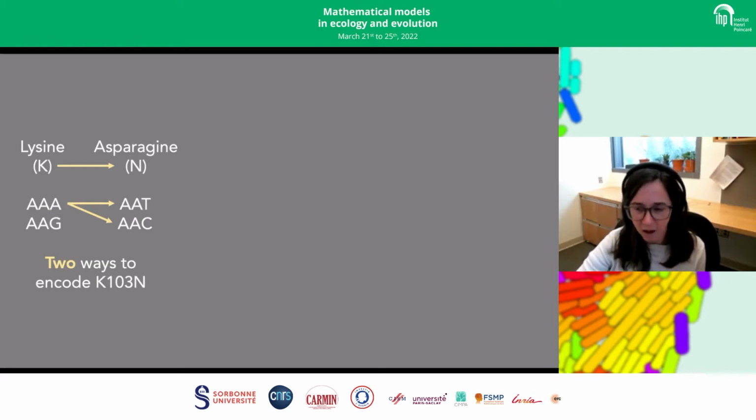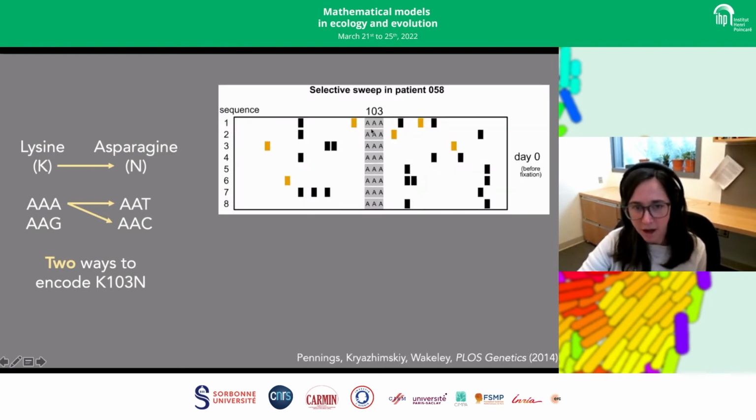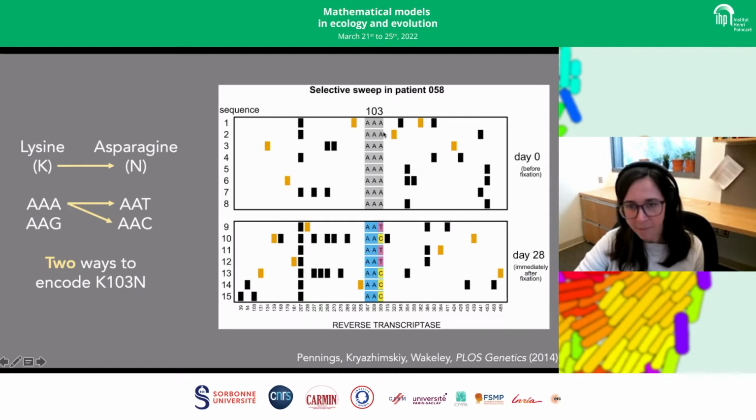One of my colleagues, Muni Pennings, along with her colleagues, Sergei Kryazhimskiy and John Wakeley, did something that I thought was quite clever, which is that they looked at a patient who was treated with a drug that targeted K103 and conferred resistance to it. They looked at this 103rd position across a bunch of different sequences sampled from this individual. At time 0, the first day before the individual saw any treatment, they're entirely AAA at this 103rd position. But by the time you sample them 28 days later, again, that magical number of 30 generations, you see a fixation of this asparagine amino acid at the 103rd position.